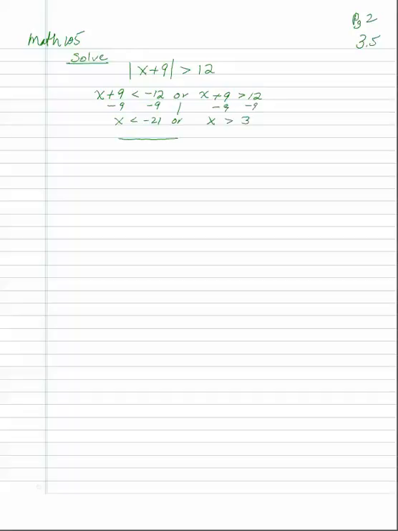Again, on a number line, x is less than negative 21, and x is greater than 3. I can write my solution as a graph or in interval notation: negative infinity to negative 21, union 3 to infinity.